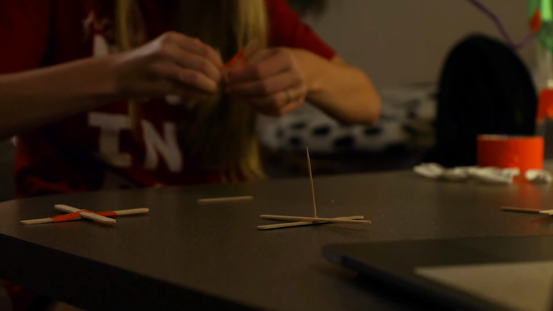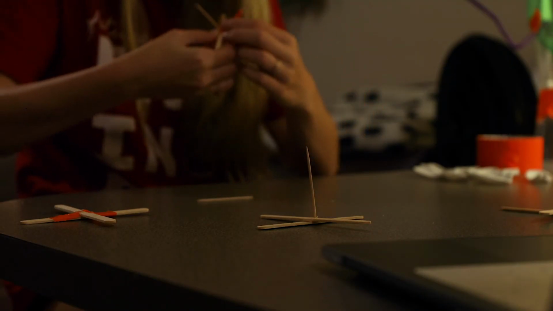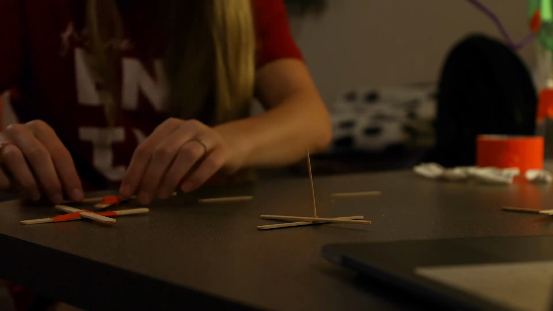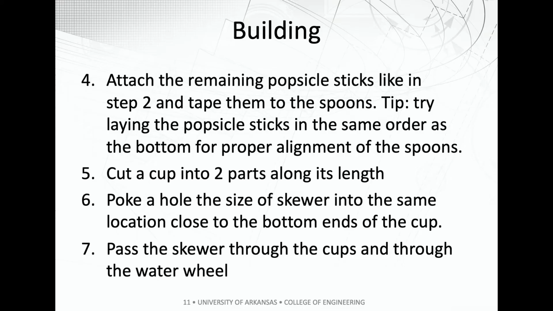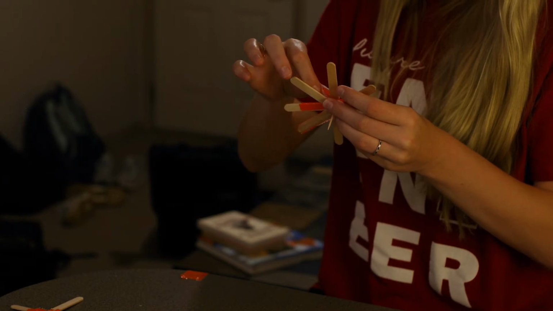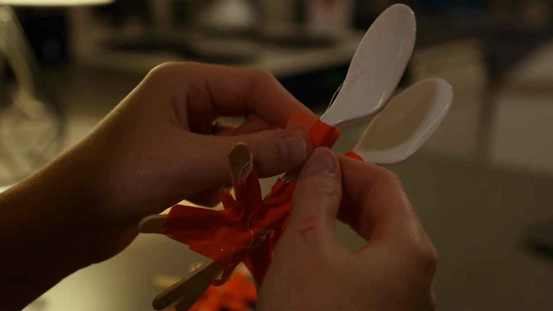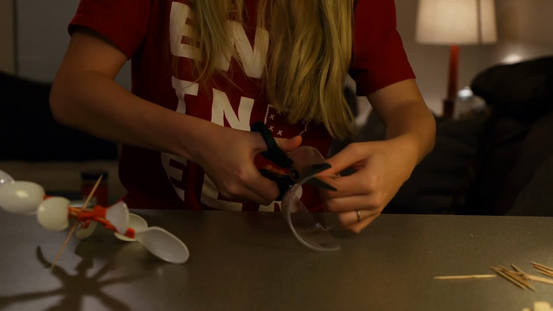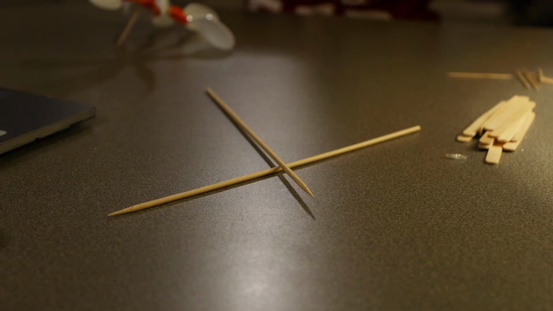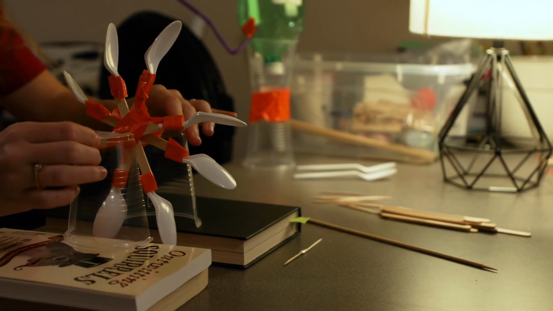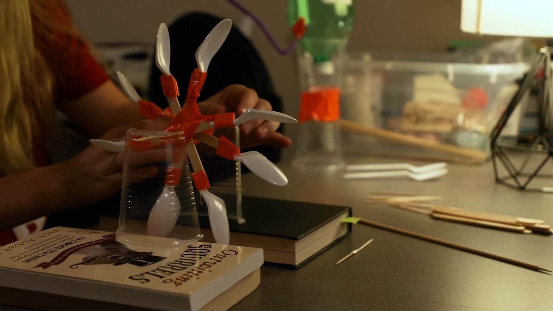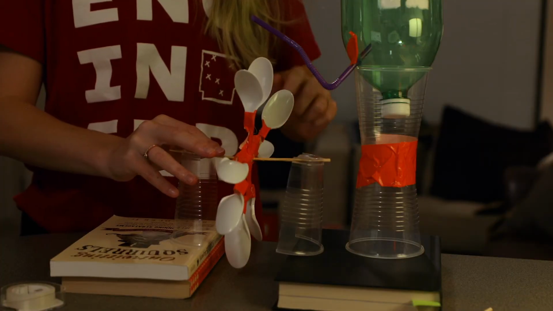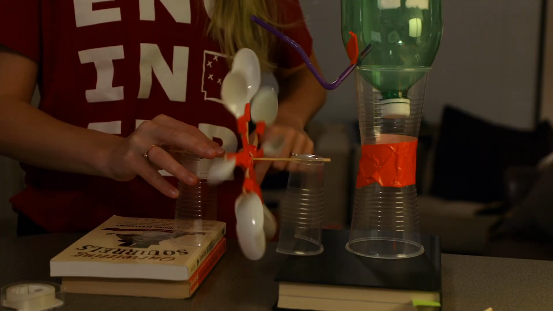Third, cut the ends off 8 of the spoons and attach them to the ends of each popsicle stick. Fourth, attach the remaining popsicle sticks like in step 2 and tape them to the spoons. Fifth, cut a cup into 2 parts along its length. Sixth, poke a hole the size of a skewer into the same location close to the bottom ends of the cup. Seventh, pass the skewer through the cups and through the water wheel.